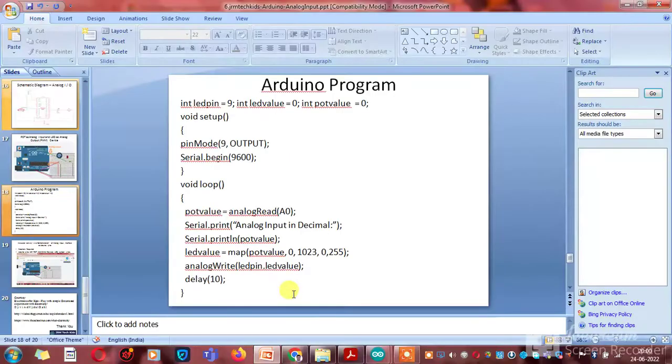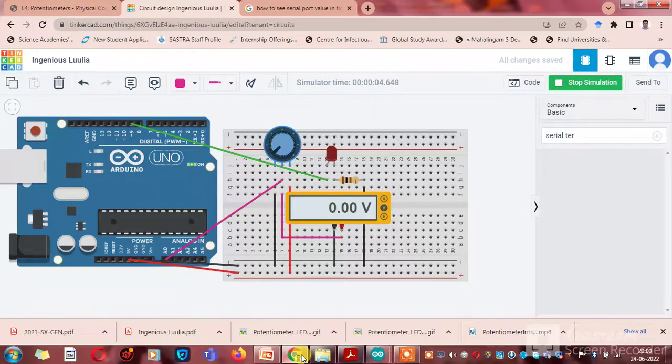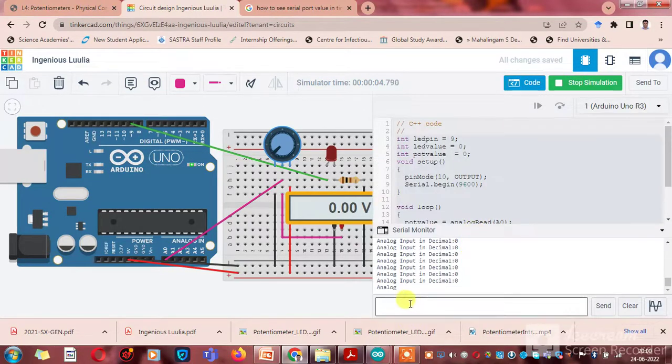Now we are going to see the same thing through the simulator. Look at here, the code is available here and you can see the serial monitor at the bottom also. And look at here, the potentiometer is at minimum value and the analog value applied is 0, and you can see the same thing in the multimeter as 0.0 volt, and the LED is almost dead. It is in the minimal brightness condition.